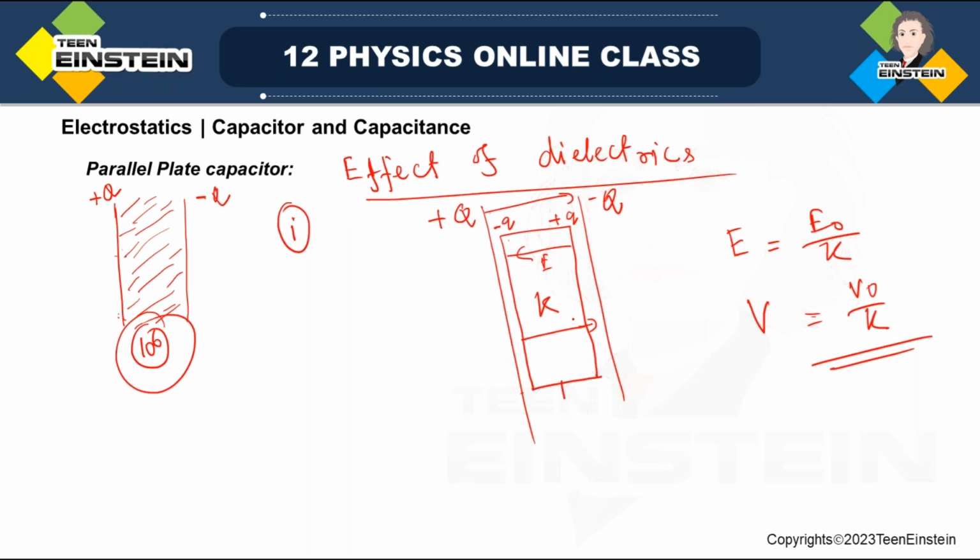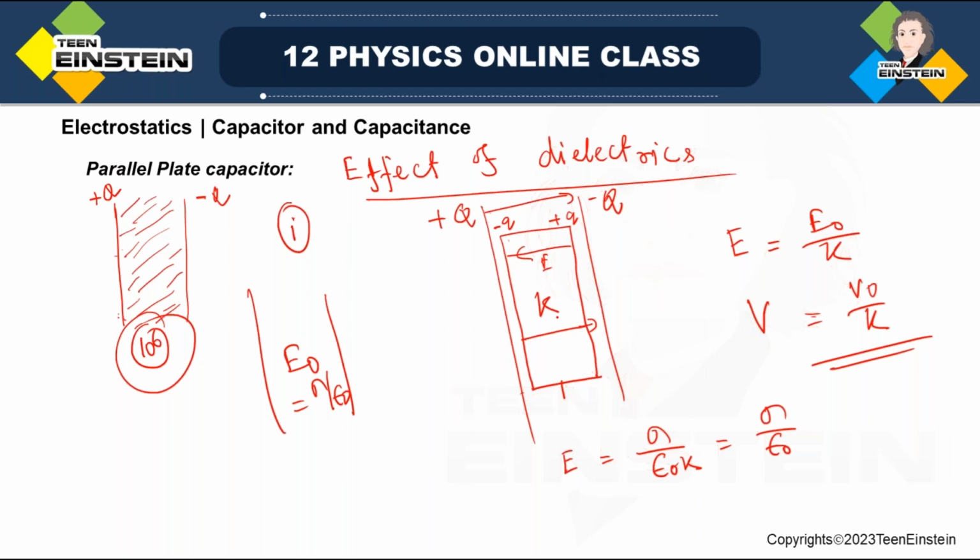This dielectric material of dielectric constant K can withstand... Okay, and we have seen the electric field. See how the electric field can be found. The electric field actually is sigma by epsilon 0. Here it will be epsilon 0 into K. We know sigma by epsilon 0 is E0. Suppose when there was only air, the electric field is E0. That is equal to sigma by epsilon 0.